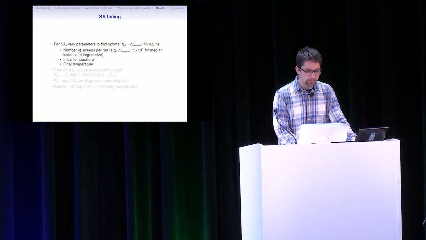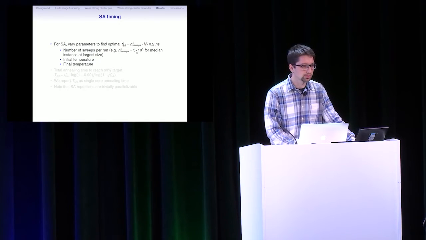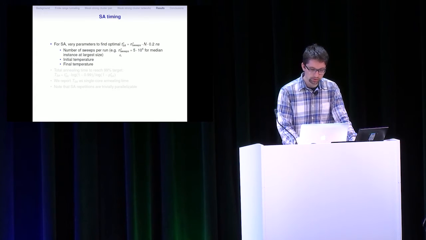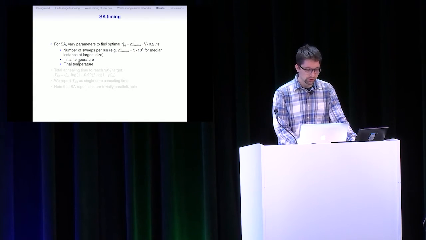So we optimize the number of sweeps per run. For example, we find an optimal number of sweeps of something like 50,000 for the median instance at the largest size of the weak-strong cluster networks. We also vary the initial and final temperature of simulated annealing in order to find the optimal annealing schedule. And again, the total annealing time is given by a similar expression where we have the optimal per run annealing time and the optimal per run success probability.